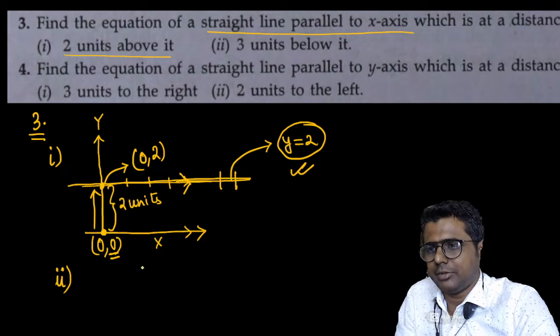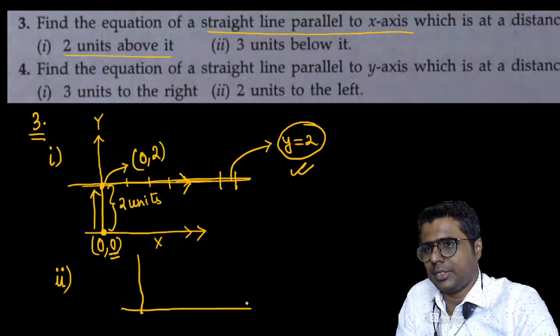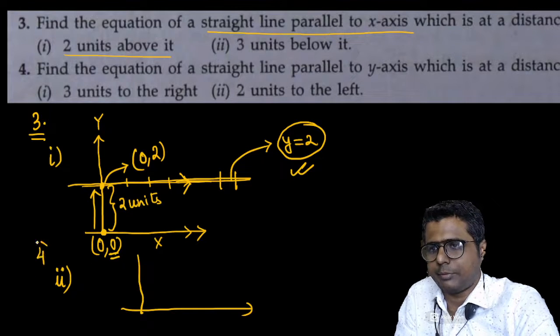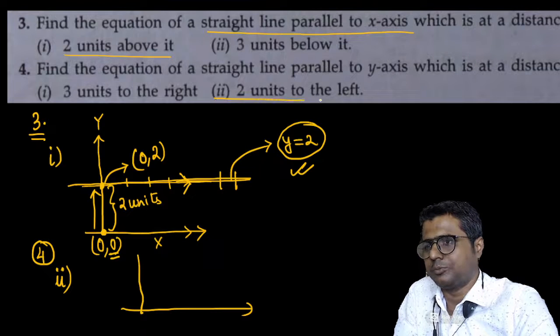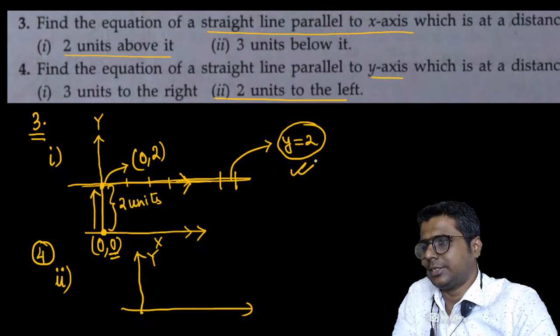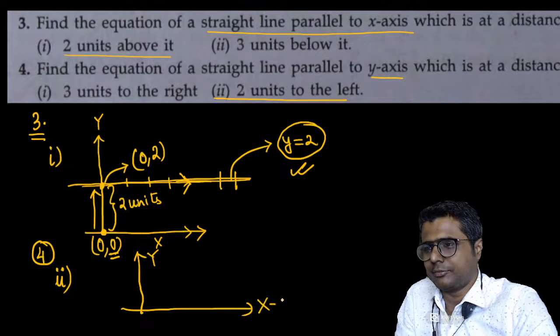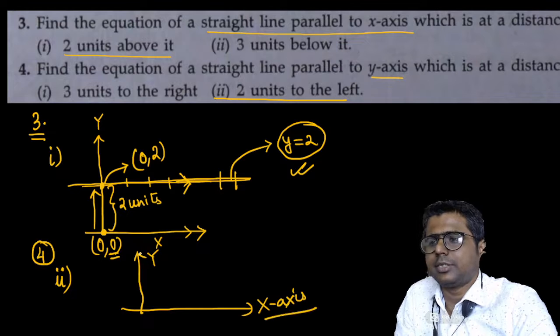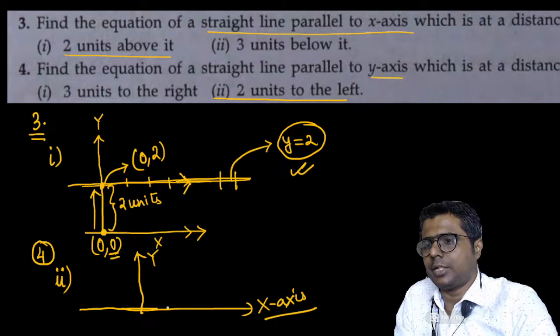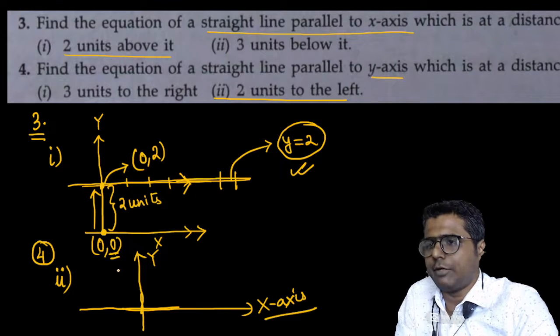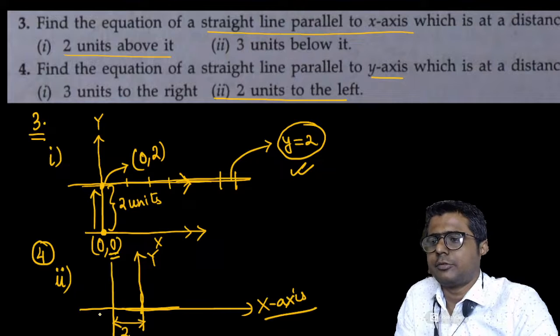So let us now take another problem, but here we will take it from number 4. So we are solving number 2. Again, the y-axis is given here also, so I will draw the coordinate system. Whenever the axis is given, just draw the coordinate system. Then a straight line parallel to the y-axis, but this time it is said 2 units to the left, that means on this side.